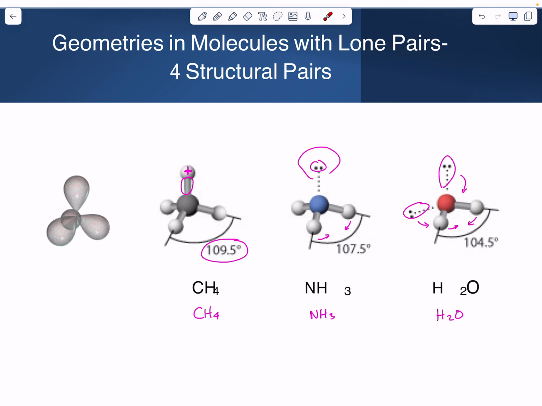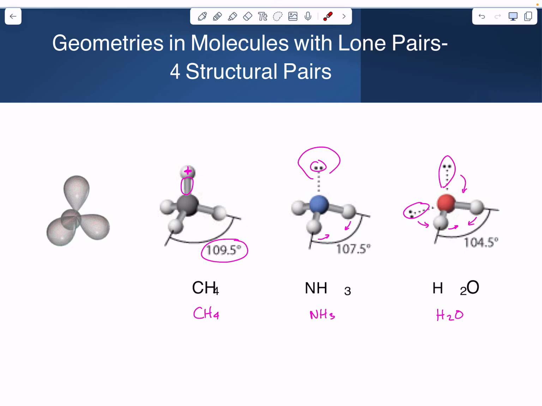If we have 4 things attached to our central atom, like we do in methane, we get what's called tetrahedral geometry. We've got one atom at each corner of a tetrahedron, and the central atom in the center of that tetrahedron. The bond angles are 109.5 degrees, which is the ideal tetrahedral geometry.